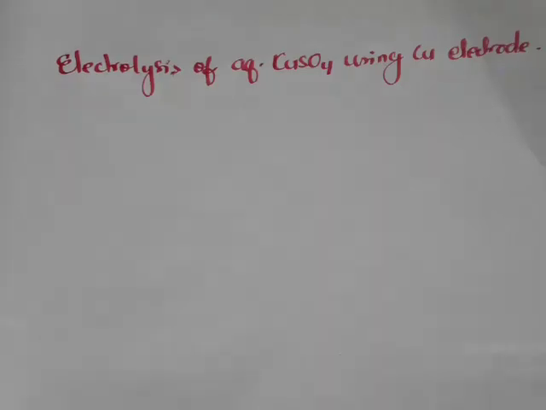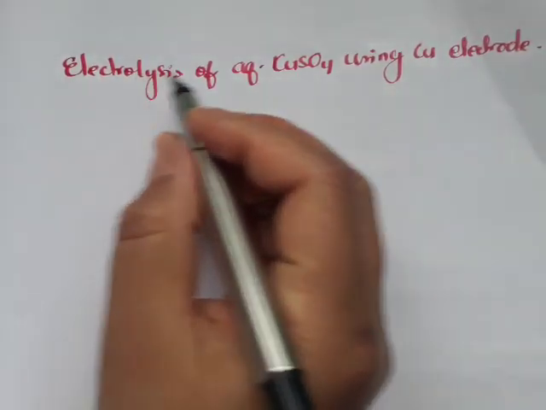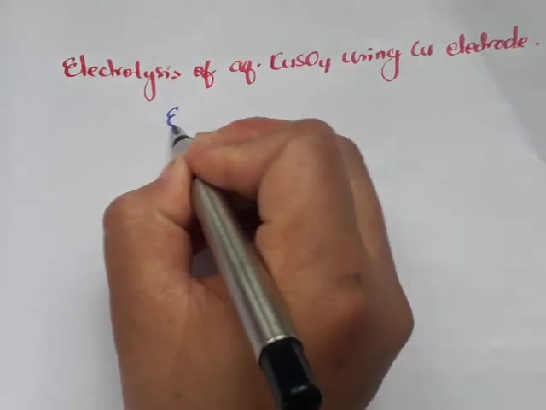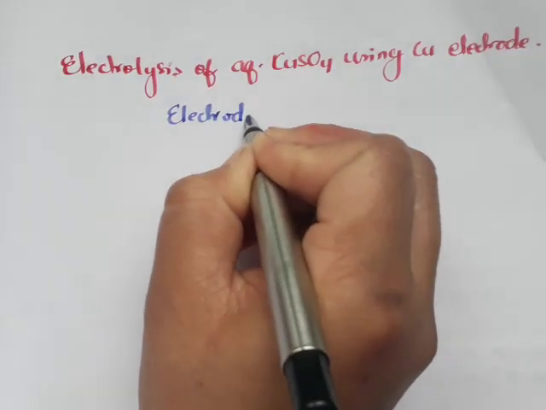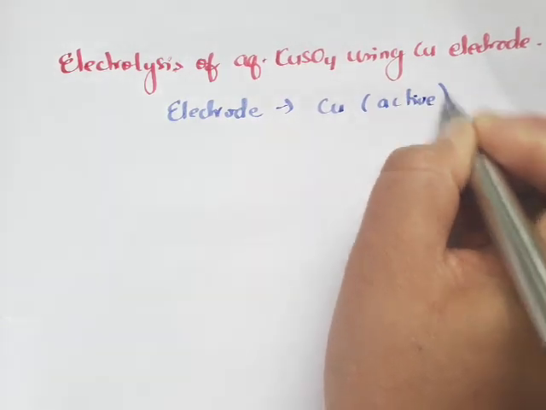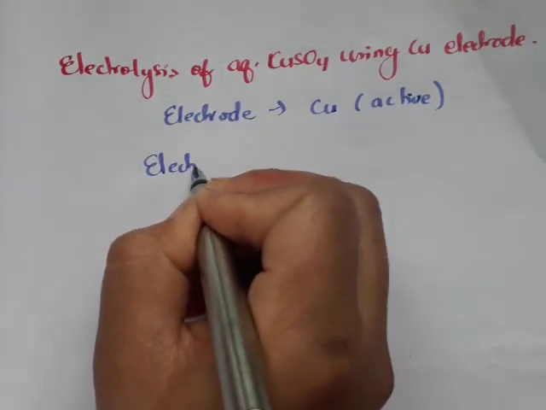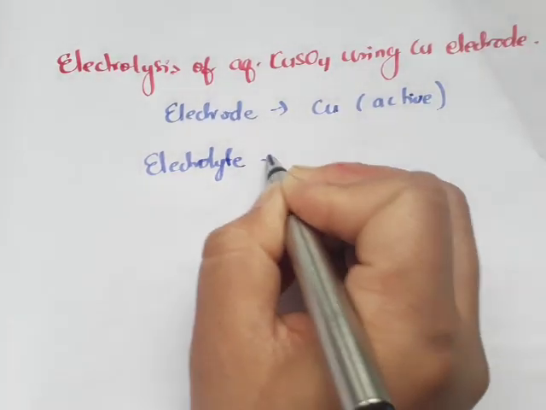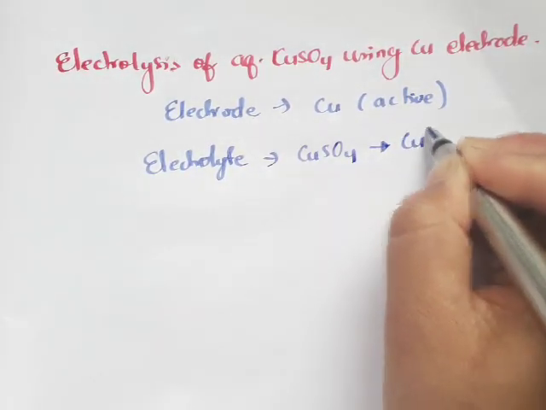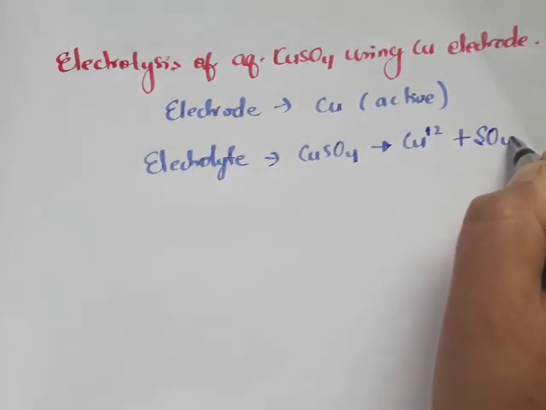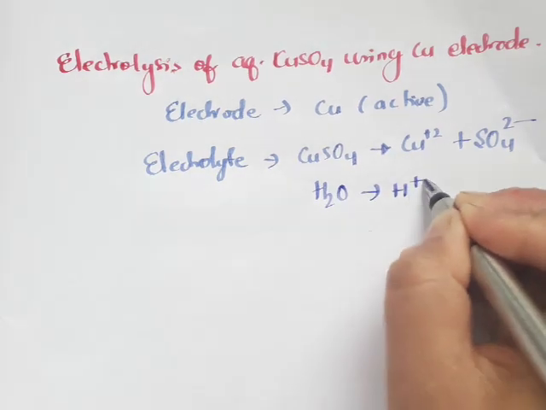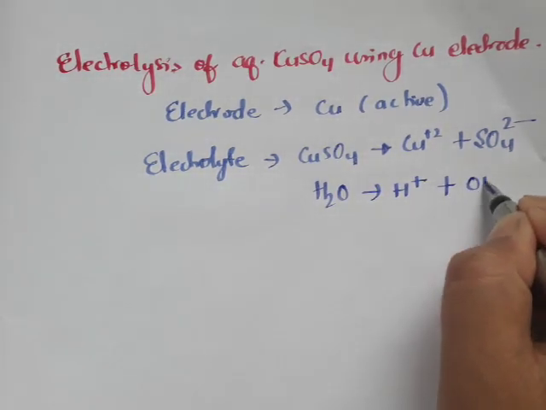ion. Now the last electrolysis that we are going to discuss is the electrolysis of copper sulfate using copper electrode. So here what is your electrode? It is copper, and this is your active one, right? And what is your electrolyte? Electrolyte is your aqueous copper sulfate. So copper sulfate will give copper ion and sulfate ion, and there is water as it is aqueous, right? So it will give H plus ion and OH minus ion.